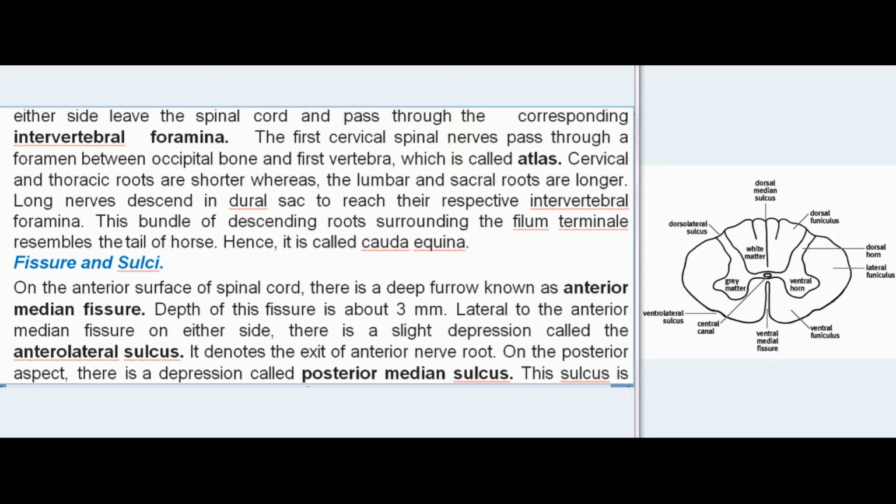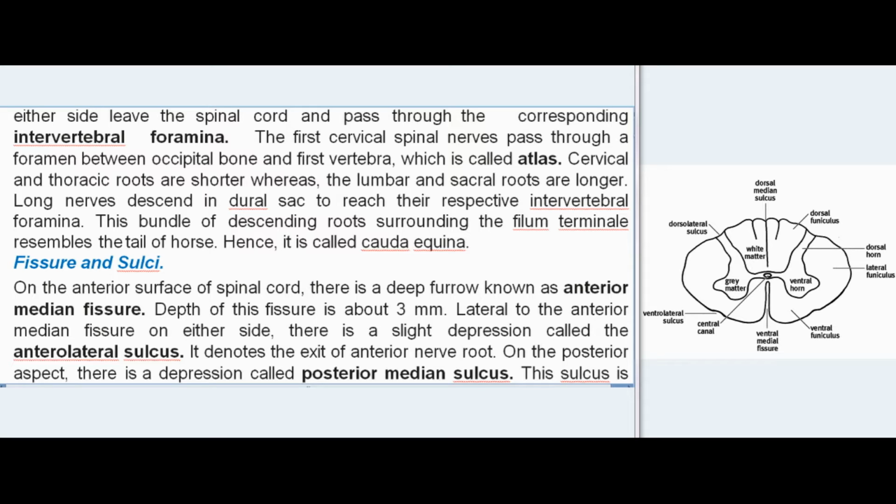Fissure and sulci. On the anterior surface of spinal cord, there is a deep furrow known as anterior median fissure. Depth of this fissure is about 3 mm. Lateral to the anterior median fissure, on either side, there is a slight depression called the anterolateral sulcus. It denotes the exit of anterior nerve root.